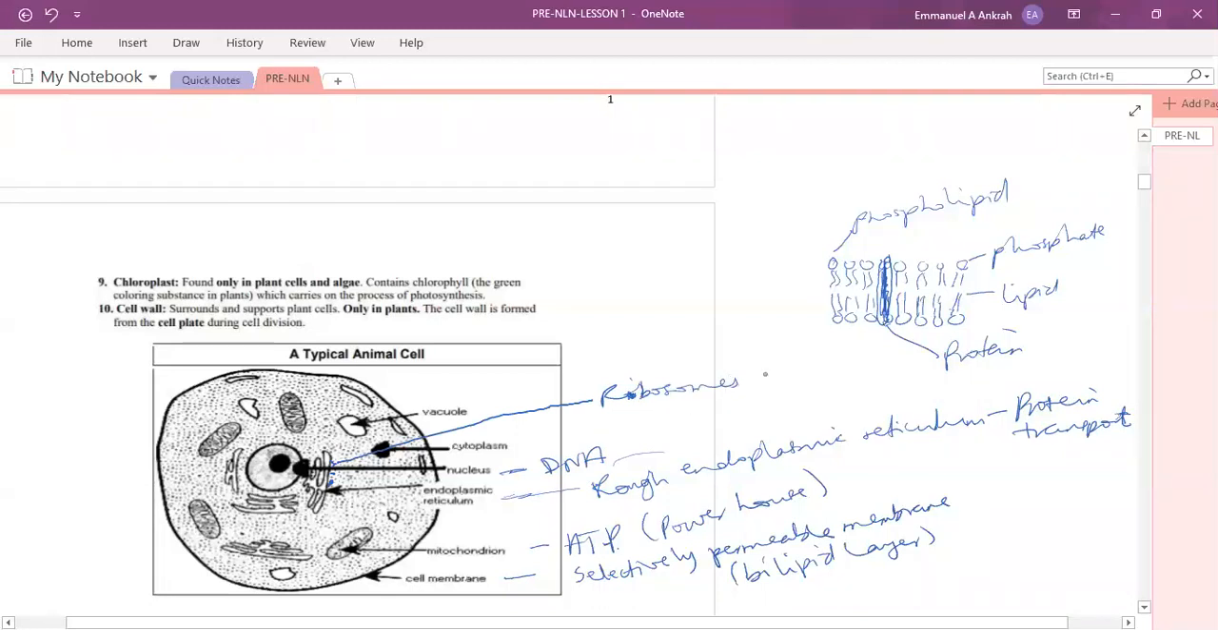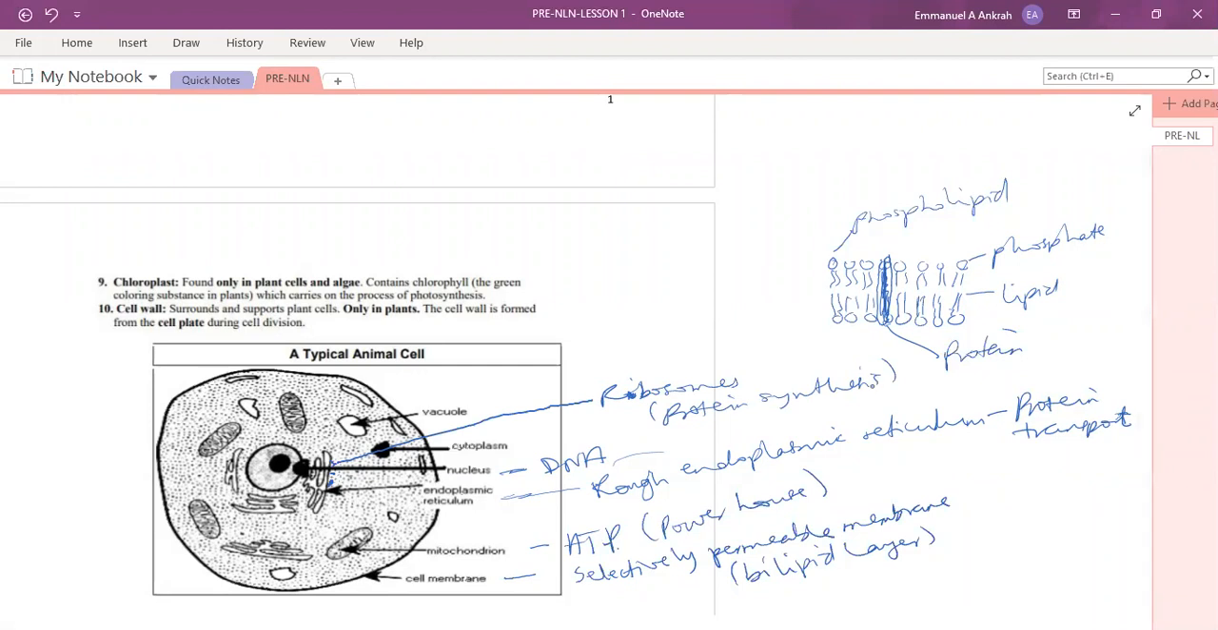So the function is protein synthesis. So if you see this, think about protein synthesis. Okay. Protein synthesis. So that's the function of the ribosome. So structure and function, that's how we should approach this type of problem.